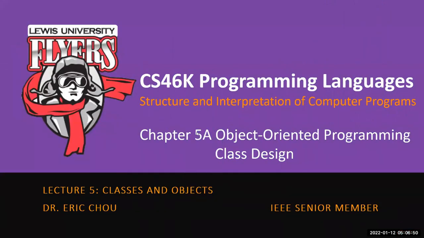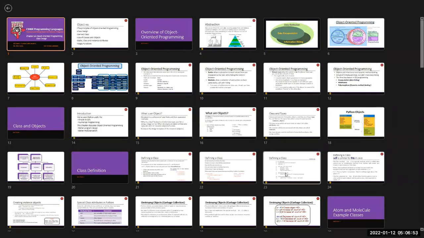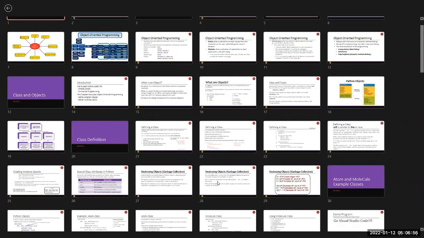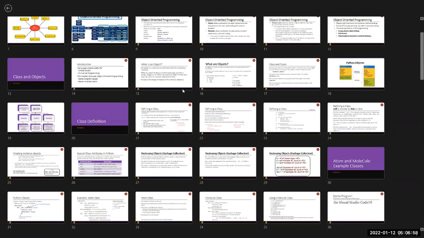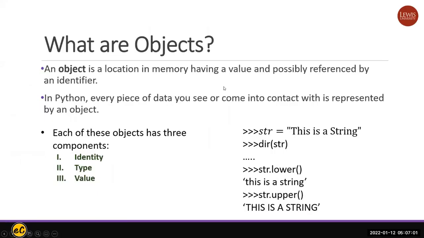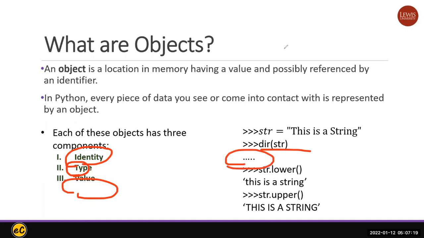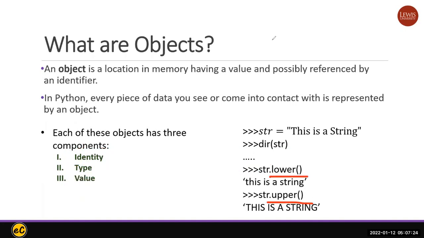So we need the class because we can create an object in a short time. So that's the class. Each object has an ID, a value, and a type. Three things you need to look at. If you do dir, it will show you the string features, and it has some functions you can call, like converting to lowercase or uppercase. These are the methods associated with it.